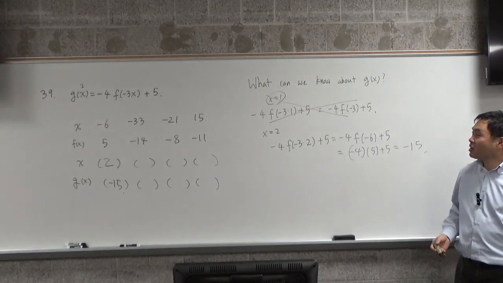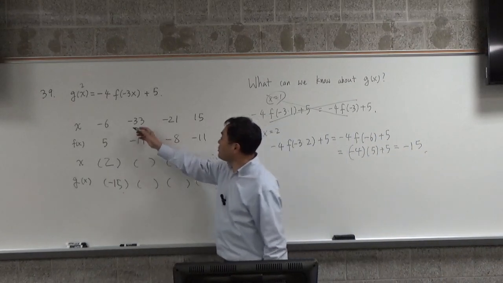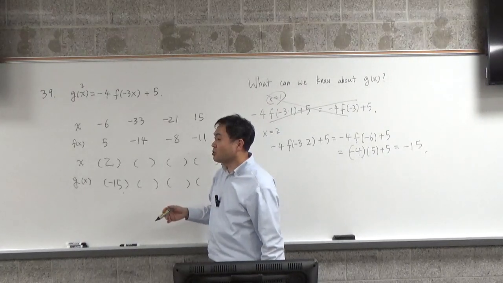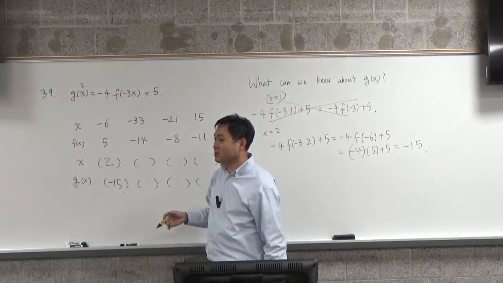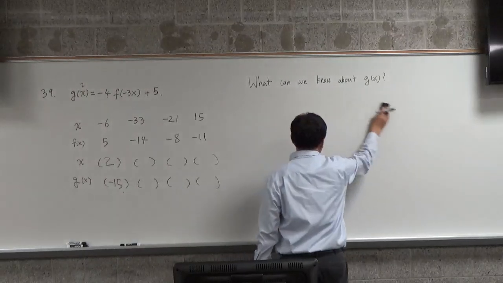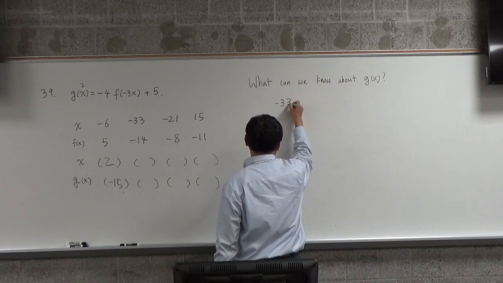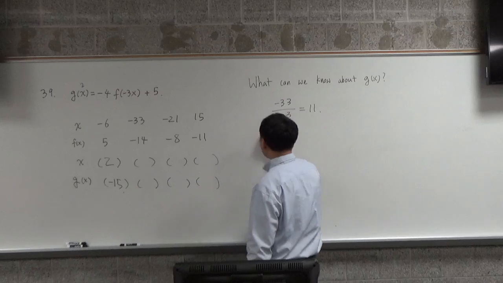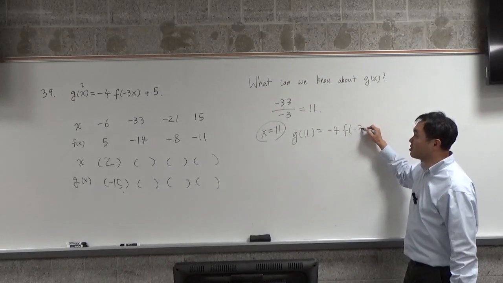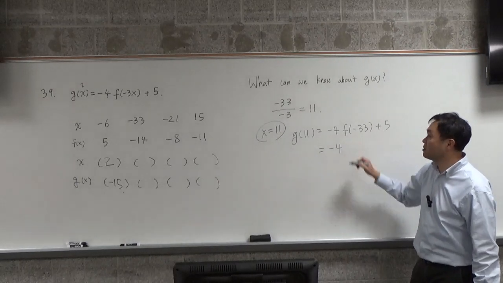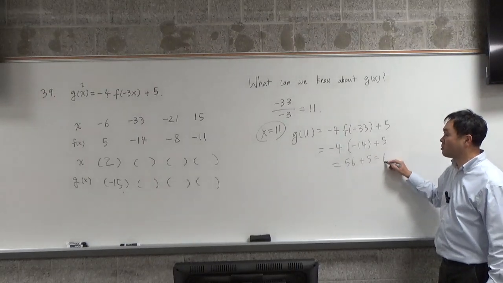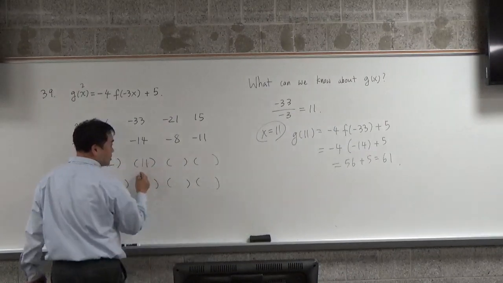Yeah. Now, the challenge is, if I know f of negative 33, what should I plug into x to get something meaningful for g? 11 times negative 3 is going to give you negative 33. What you really want to do is just take negative 33 and divide it by negative 3, which gives you 11. So if I set x as 11, then g of 11, according to this formula, is going to be negative 4 times f of negative 33 plus 5. What's f of negative 33? Negative 14. And this is going to give you positive 56 plus 5, which is 61. So it's going to be 11 here and then 61 here.